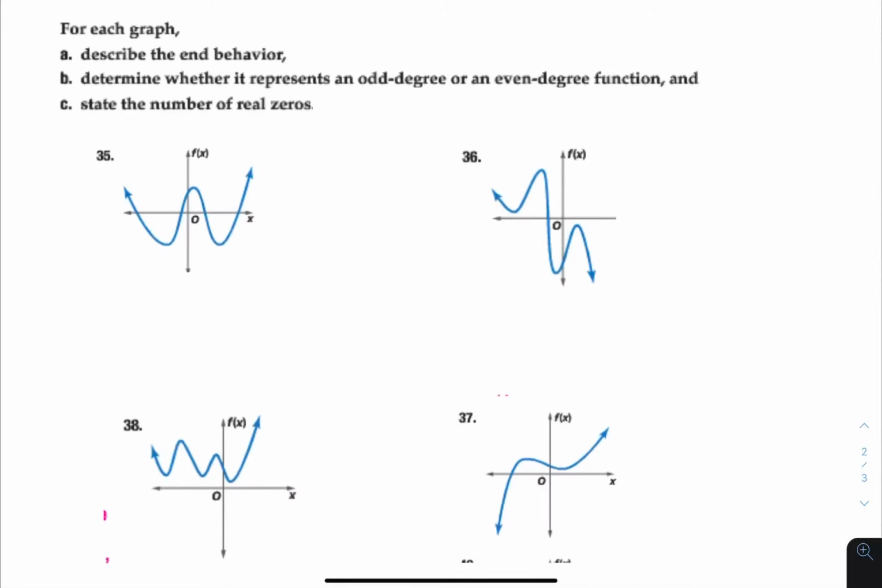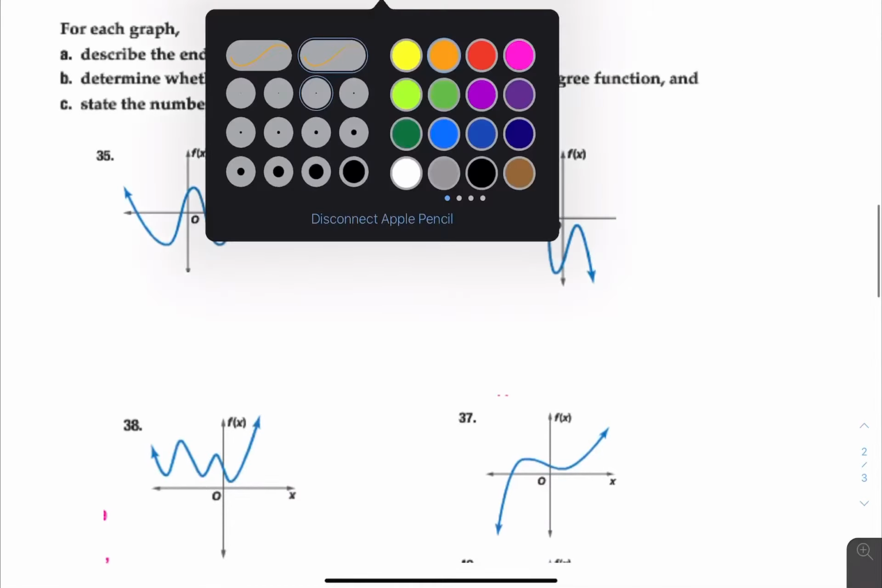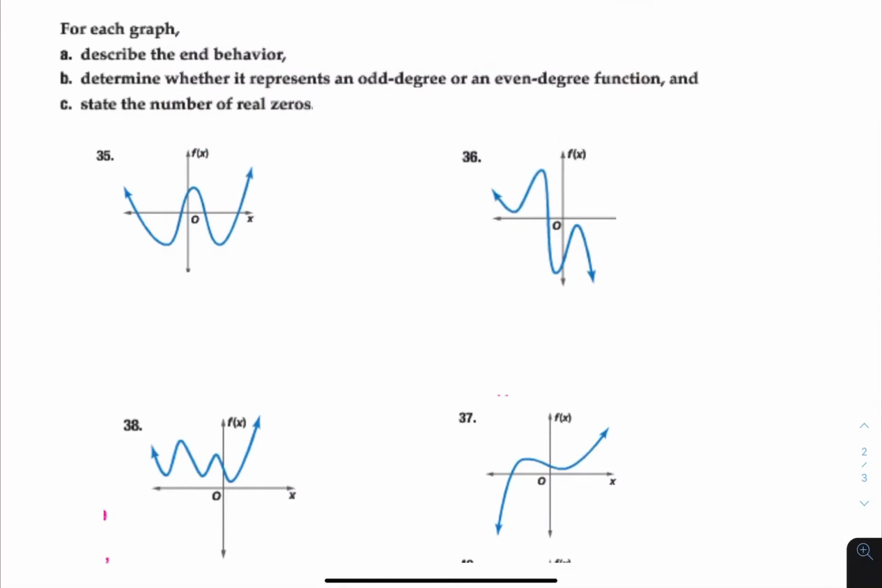For each graph, describe the end behavior. For that, all we really have to do is say, does it look like this, does it look like this, is it doing this? That's all I really want: whether it represents an odd degree or even degree function. You can tell by the way it looks if it's odd or even degree. Then say the number of real zeros. Remember that's just x-intercepts.